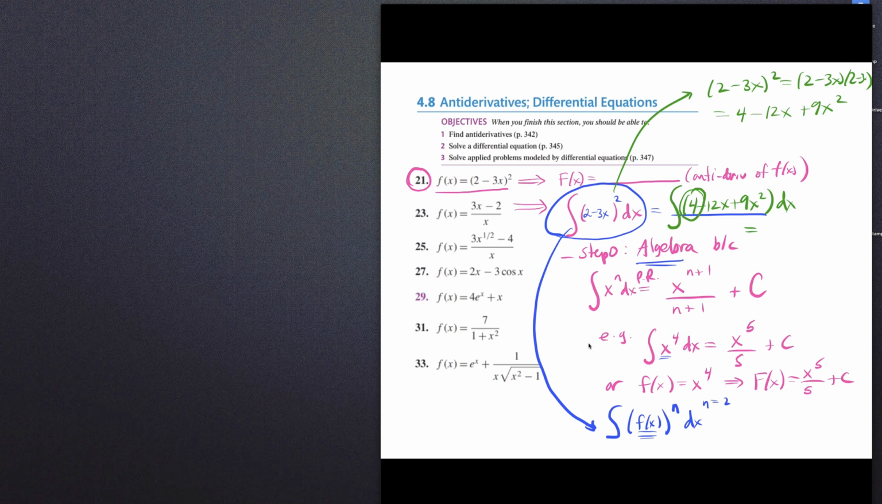What has a derivative of 4 is 4x. What has a derivative of 12x is 12x squared over 2. Basically, I'm using the power rule 3 times, plus 9x cubed over 3. Then if we want the most general antiderivative, we put plus c on it. So there's one example of an antiderivative where the key to the problem is doing some algebra. Okay, let's look at another problem now.